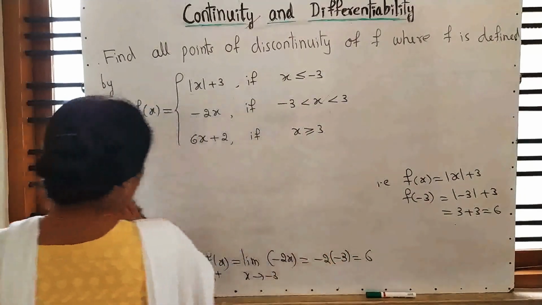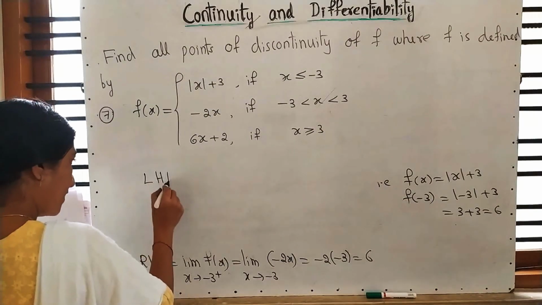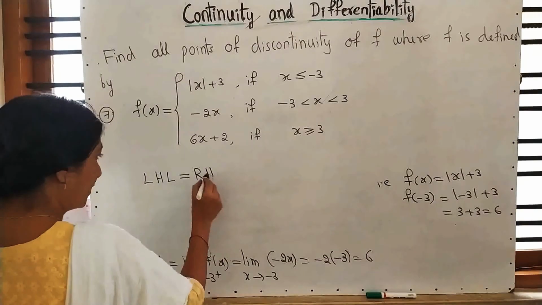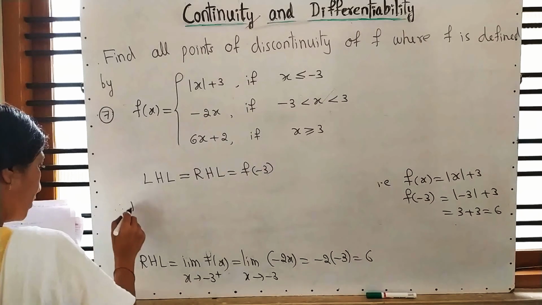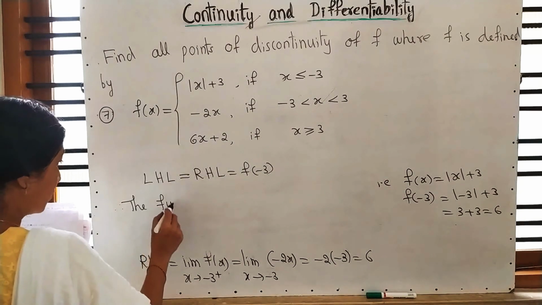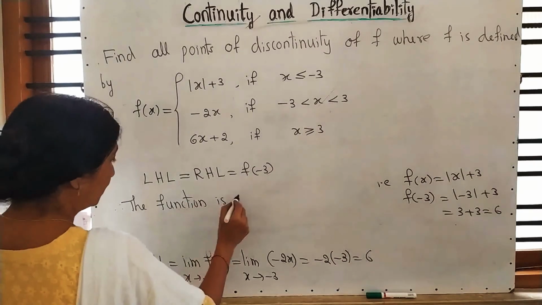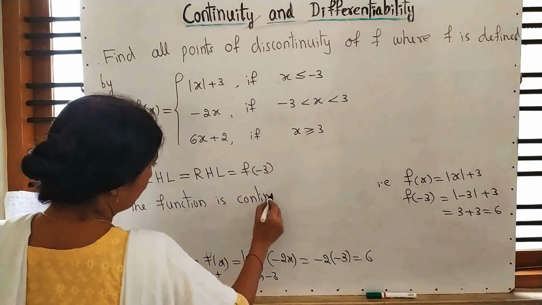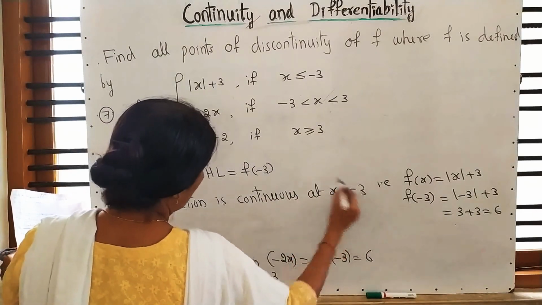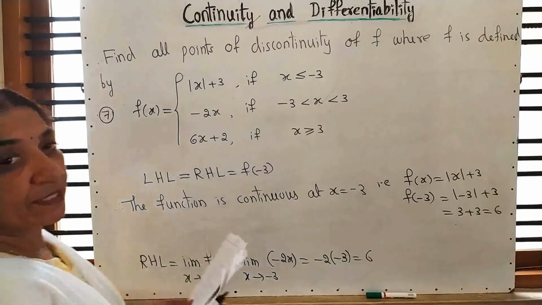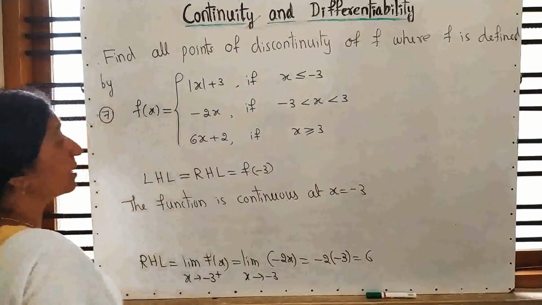Understood? So then what is your conclusion? Left hand limit is equal to right hand limit is equal to f of minus 3. Therefore, the function is continuous. There is no point of discontinuity. The function is continuous at x is equal to minus 3. Understood? That completes one point, that is minus 3. Then in the next one we have to move to x is equal to 3.